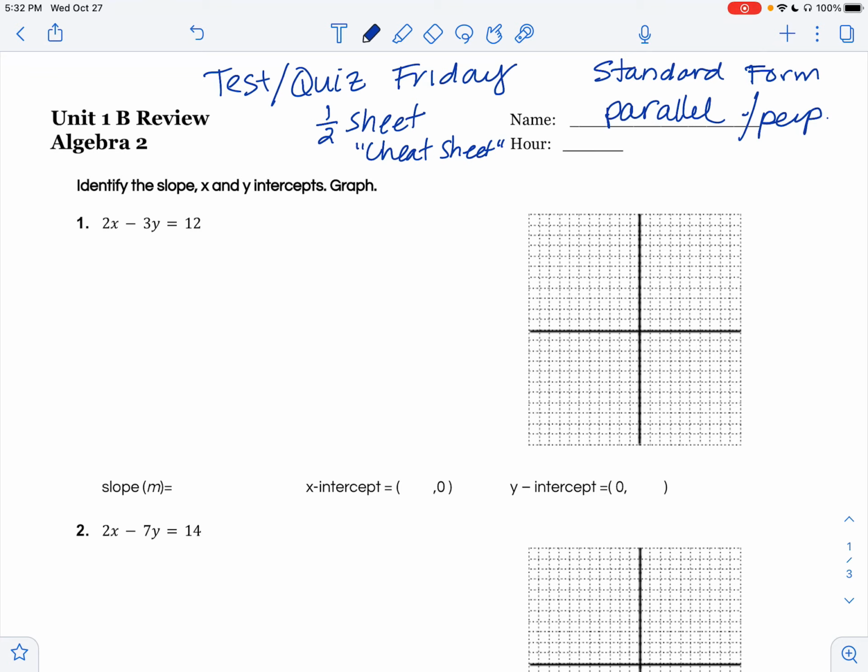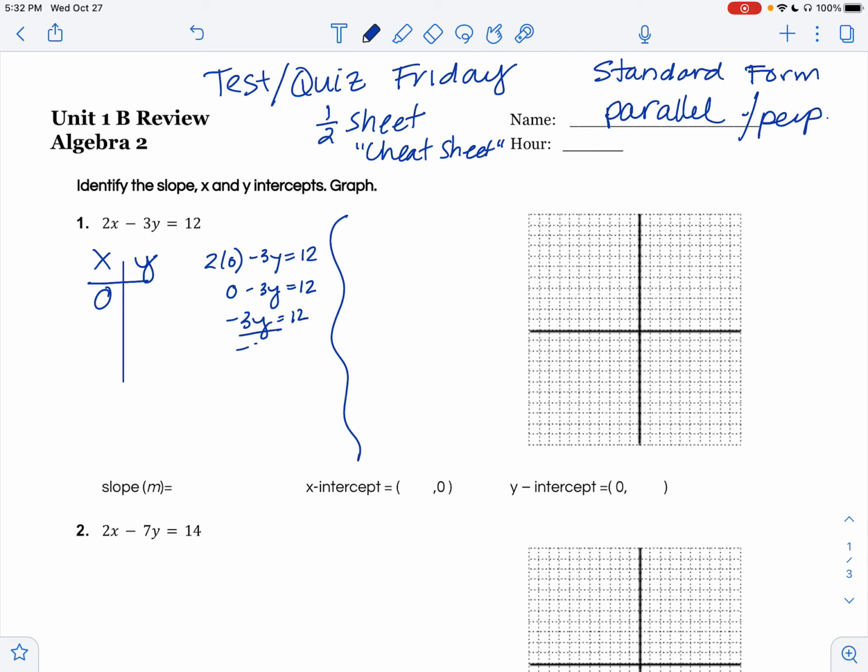Okay, so we talked about a few different ways to solve problems like these. So I'll try to do a couple different ways, and remember, you choose the one that makes sense to you. So one of them would be to find the x and y intercept, and that's one of the things you have to do anyway. So I'm going to plug in 0 for, sorry, 0 for x. I'm going to say 2 times 0 minus 3y equals 12. Okay, and that's 0. And then I'm going to solve for y, and I get negative 4.